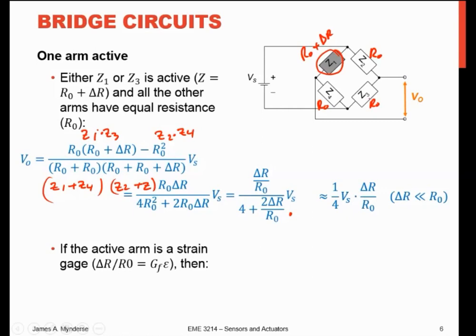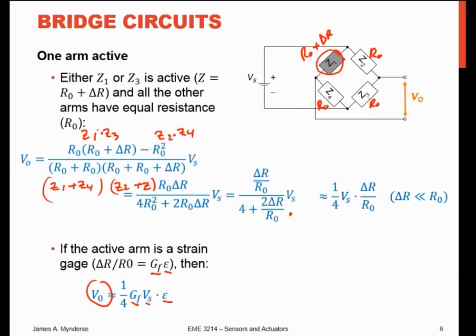So if the active arm is a strain gauge and delta R over R0 is our gauge factor times epsilon, the strain, then we come up with our voltage output as a function of epsilon, or a function of our strain, is 1/4 gauge factor times source voltage, just like that. Okay, it works out nicely. It's fairly linear. It goes through 0. We can work with things like this.